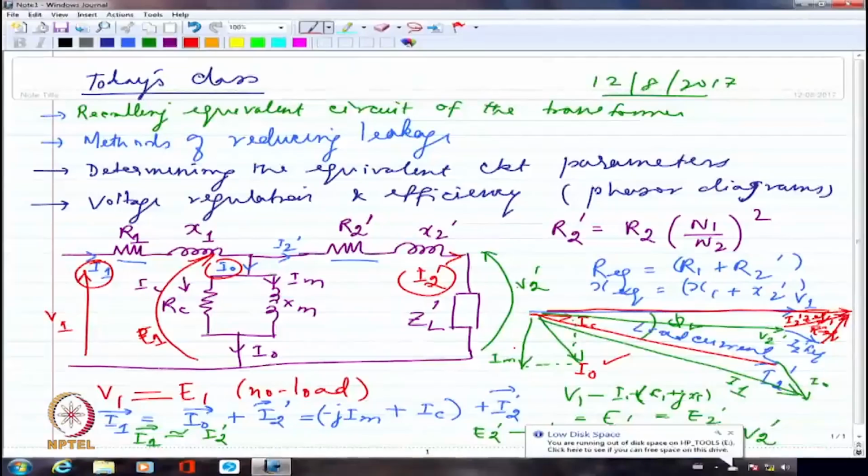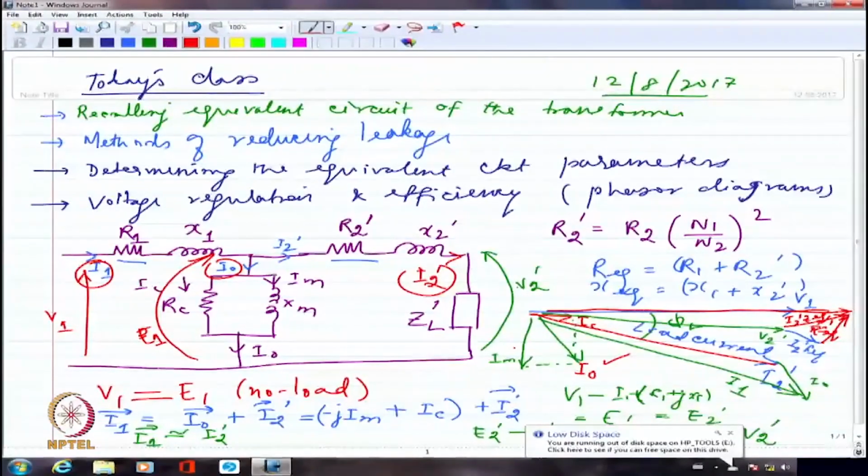It can't be completely inductive. It will be resistive plus inductive. But it will be reactive, yes. It is not at 90 degrees. No. See, please remember that this is voltage, whereas this is current, I2 dash or I1. These are currents. Current should lag behind the voltage, which is happening.